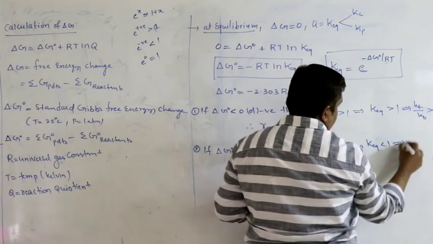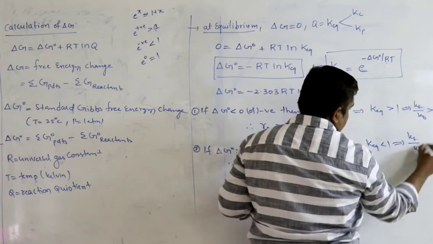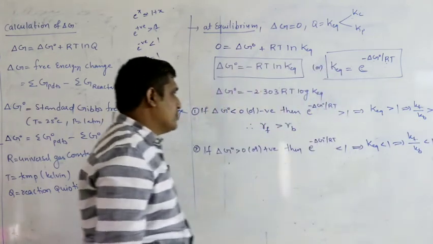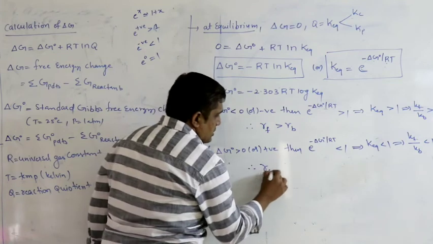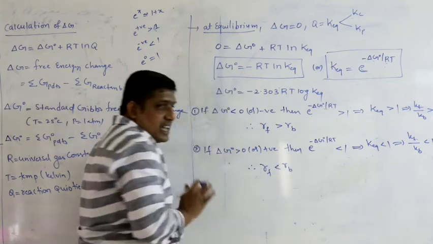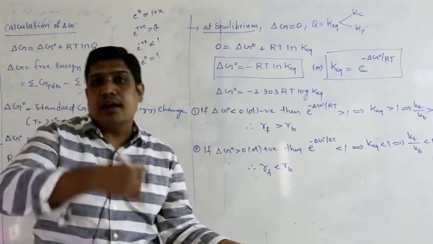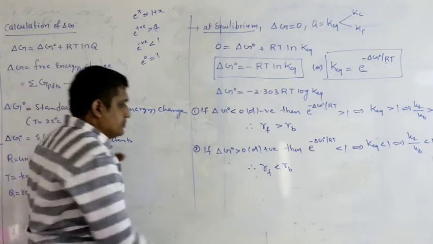According to the definition, what is K equilibrium? Kf by Kb less than 1. That means Rf is less than Rb. That means the reaction moves more in the backward direction compared to the forward direction.